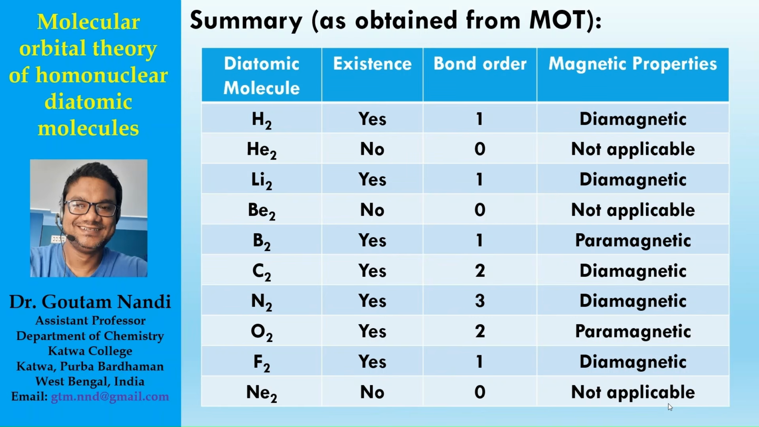The summary of this video: here you see we have drawn the molecular orbital diagrams from H2 to Ne2, and the MO diagram indicates that He2, Be2 and Ne2 should not exist. Okay, other molecules should exist, and in the third column the bond order between the two atoms has been shown, and the magnetic properties for those molecules have been shown in the last column.